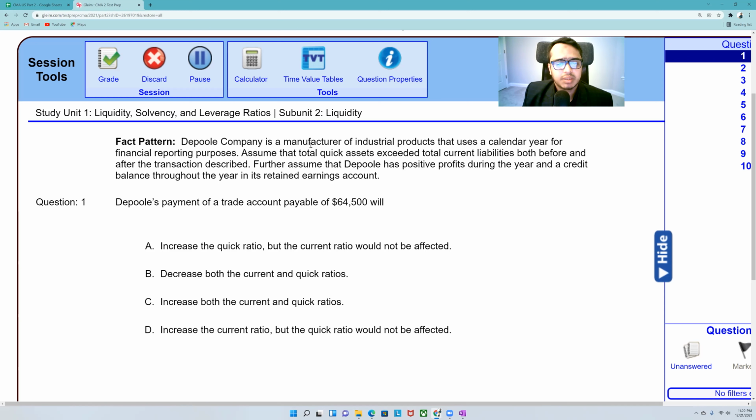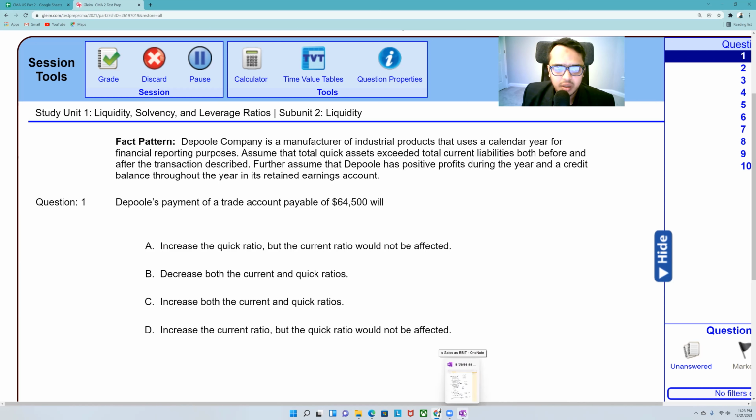D-Pool's company is a manufacturer of industrial products that uses a calendar year for financial reporting purposes. Assume that total quick assets exceeded total current liabilities, both before and after the transaction described. Further, assume that D-Pool has positive profits during the year and a credit balance throughout the year in its retained earnings account. Okay, so it has enough funds in the account.